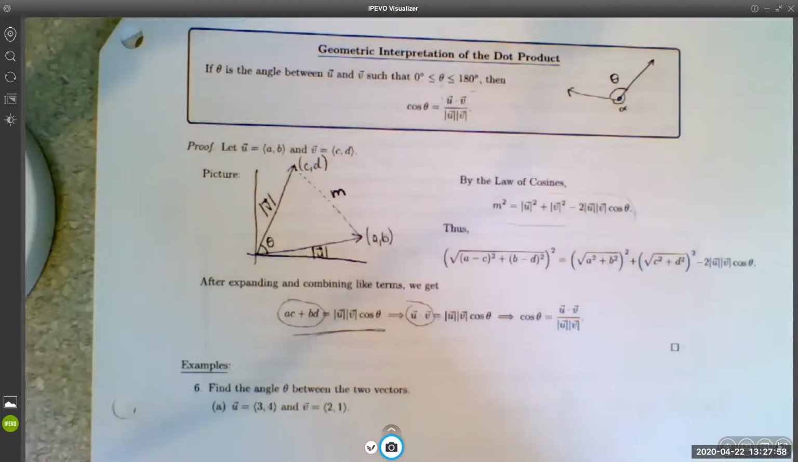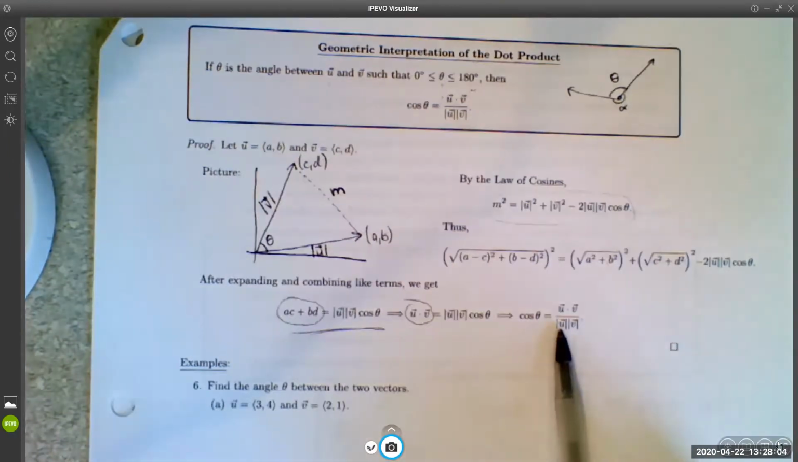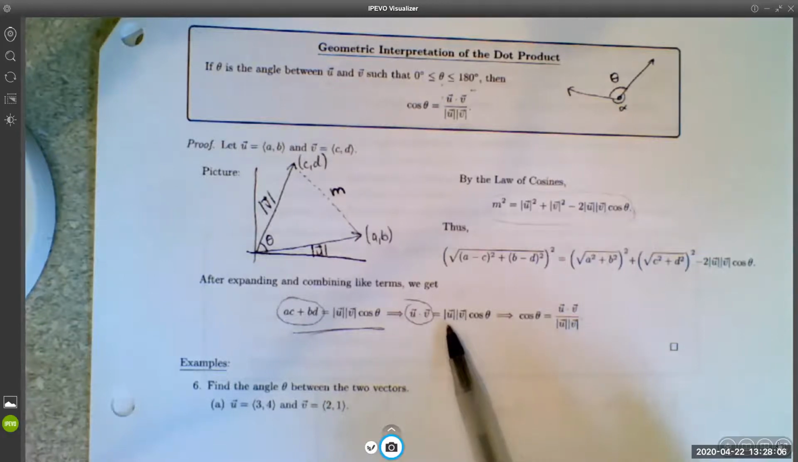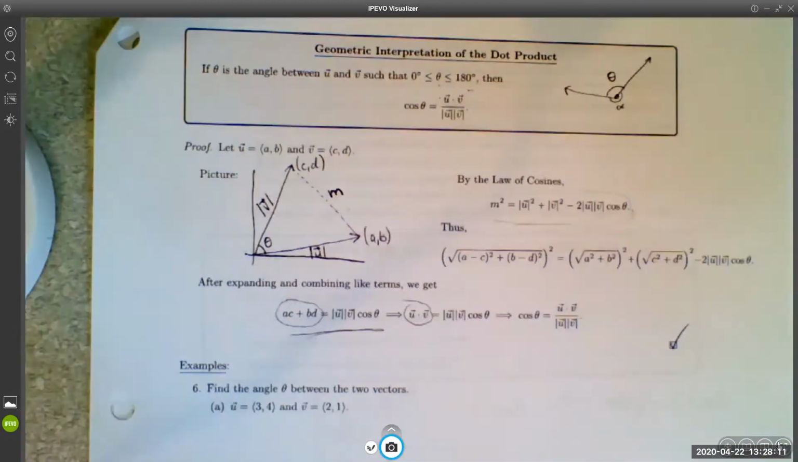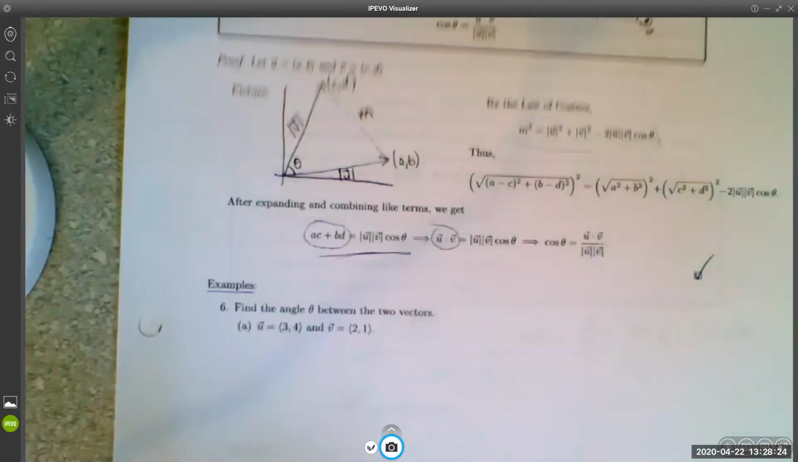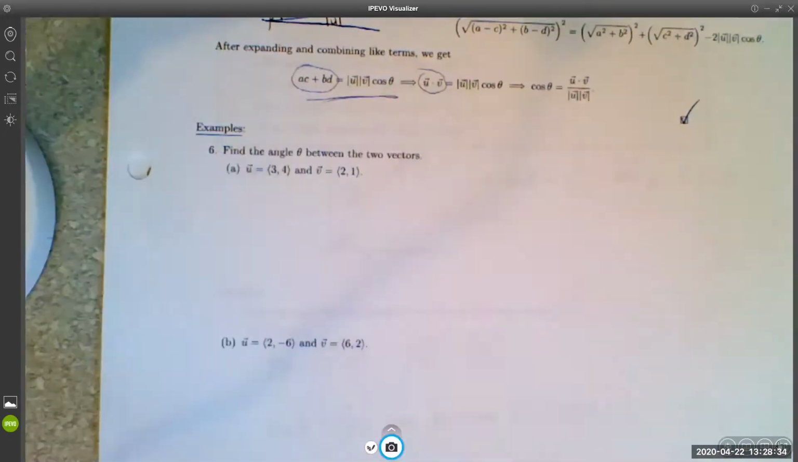To get from here to the final step that we're trying to prove, you just divide through by magnitude of u times magnitude of v. And sure enough, cosine theta is u dot v over magnitude u times magnitude v. And that's all there is to that. Anyway, so there's the proof. Let's practice using that fact to find the angle between a couple of vectors. So let's find the angle between (3, 4) and (2, 1).